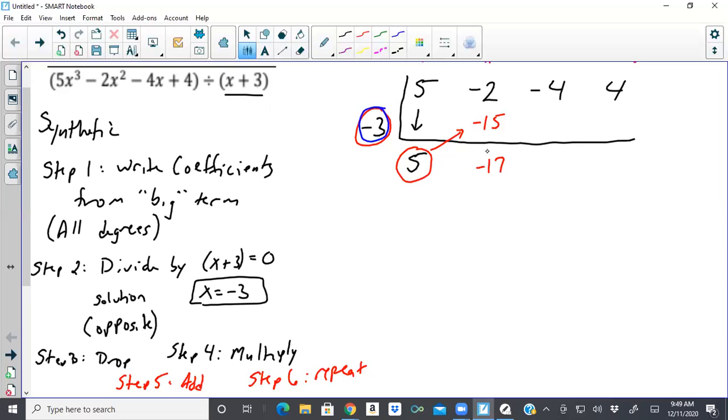this number times this number, and that's going to get moved up here. Negative 3 times negative 17 is positive 51. And then you're going to add down here. Negative 4 plus 51 is positive 47.